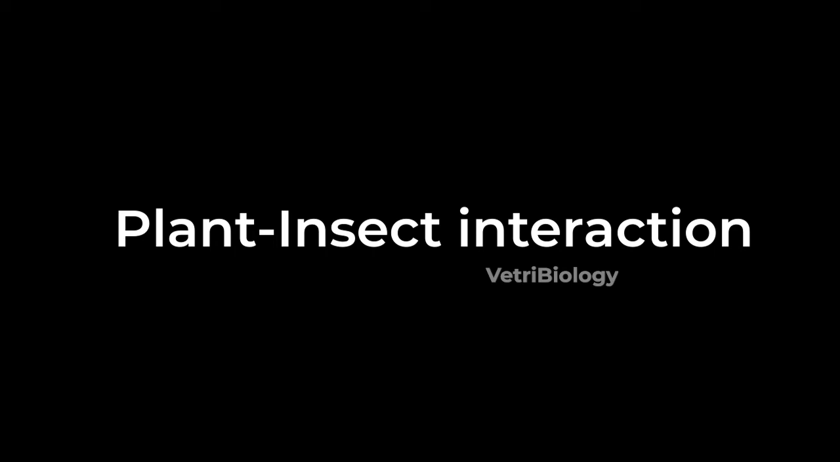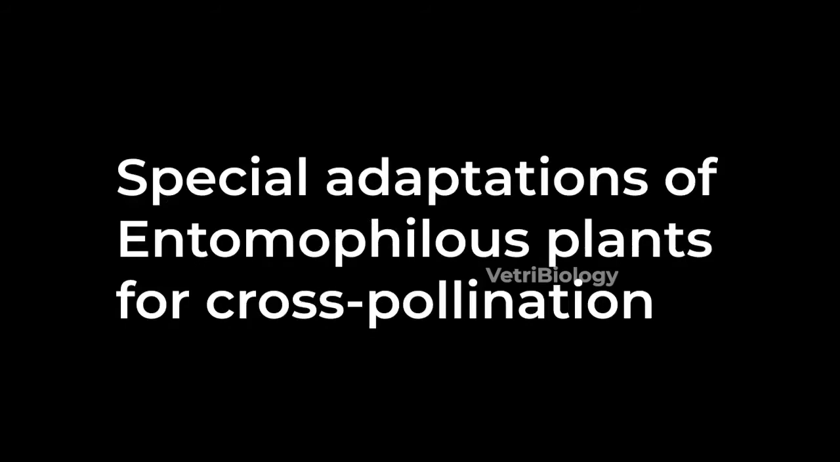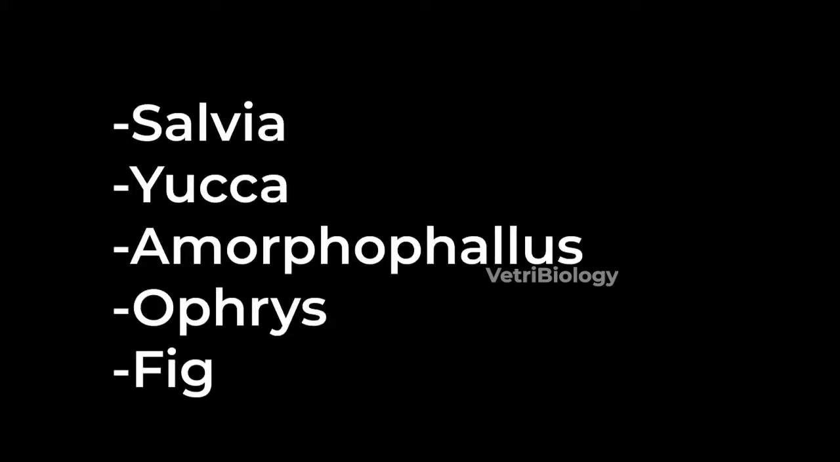Dear students, in this class we are going to learn plant-insect interaction during pollination. It is an interesting topic. Some entomophilous plants have special adaptations for the insect visitor, that is pollinators, to help in cross-pollination. Now we are going to learn some interesting adaptations seen in Salvia, Yucca, Amorphophallus, Ophrys and fig.